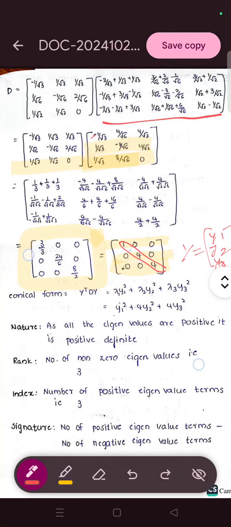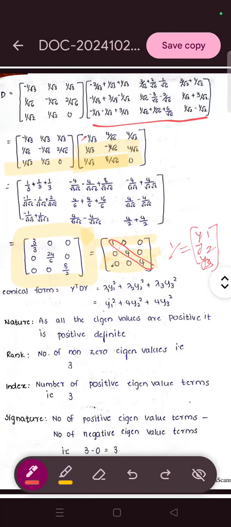So simply from here we know that, right? The nature of the quadratic form is, here all the d terms are positive. So the nature of the quadratic form is positive definite. So the rank of the matrix: here all the d terms 1, 4, 4 are non-zero. So the rank of the matrix is 3. Next, the index of the quadratic form. What is the index? The number of positive eigenvalues. How many positive eigenvalues are there? 1, 4, 4. 3 eigenvalues are there.